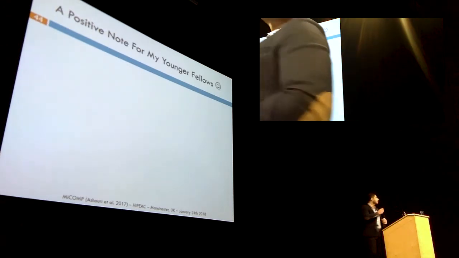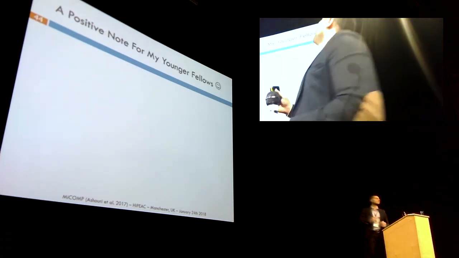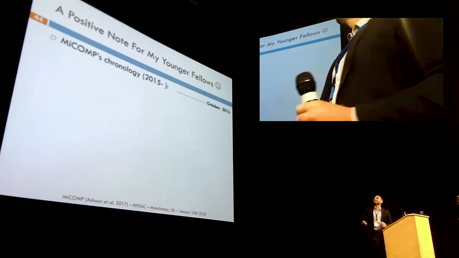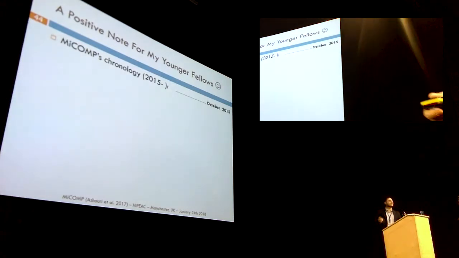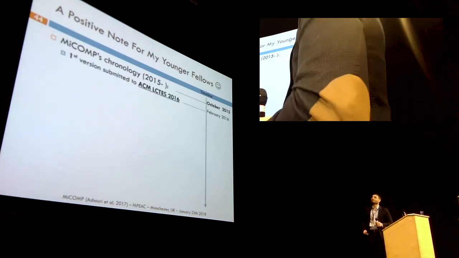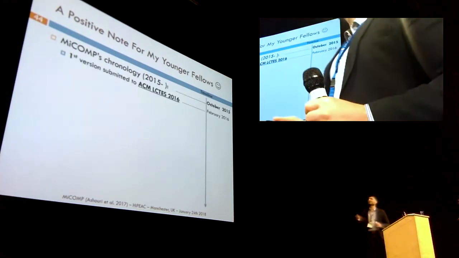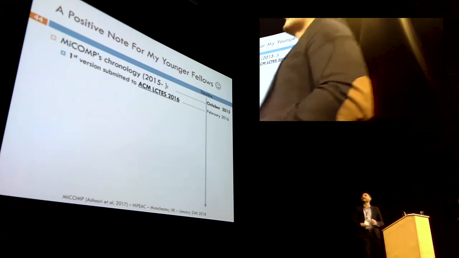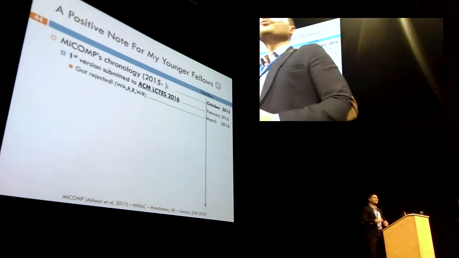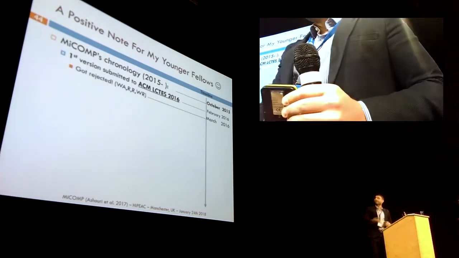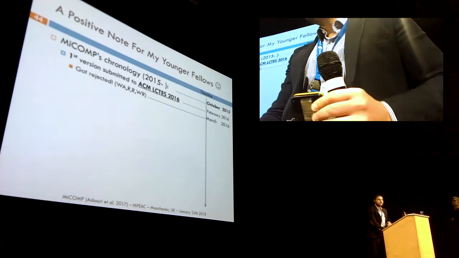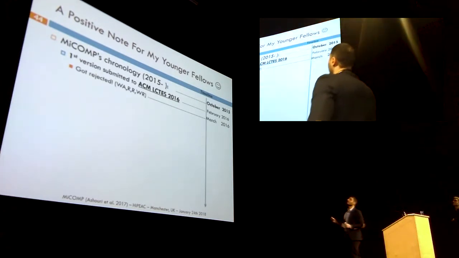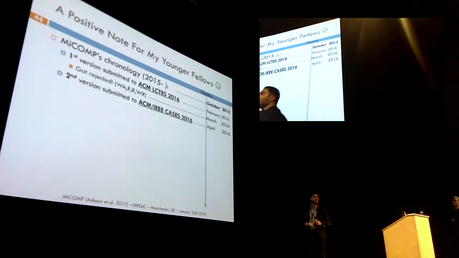And that leaves me a 30-second quick positive note for my younger fellows. You can see the chronology of MiCOMP here. We started the research in late 2015 when I came back from the University of Delaware. That's the timeline. The first version I submitted to ACM LCTES, and it came back rejected. As you see, we had weak accept, reject, and weak reject. So I said okay, I got the reviews, and I resubmitted to CASES that year.